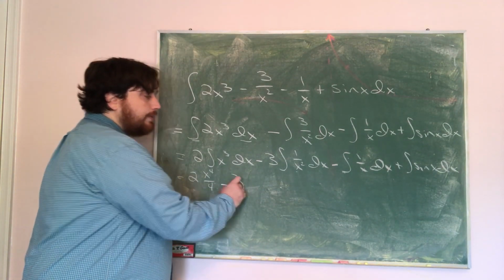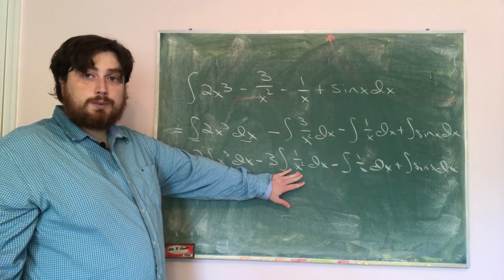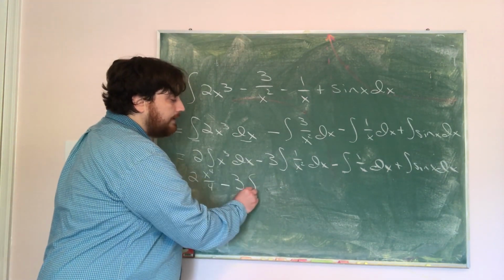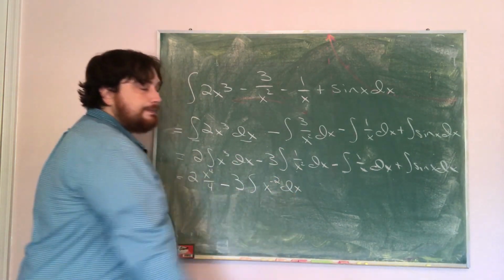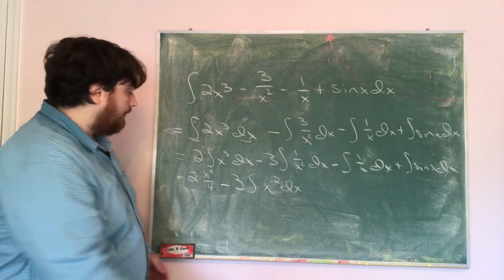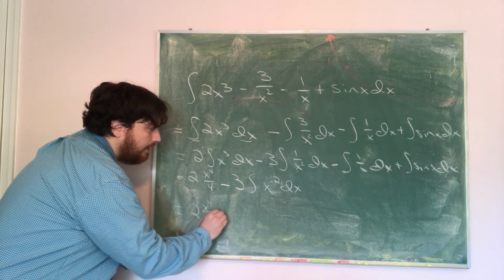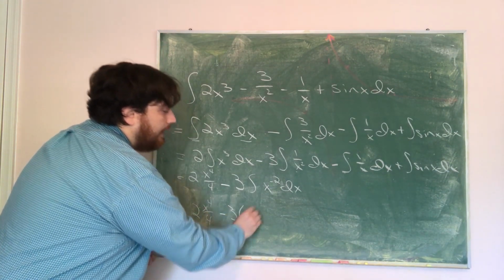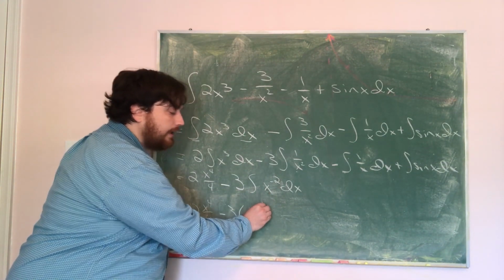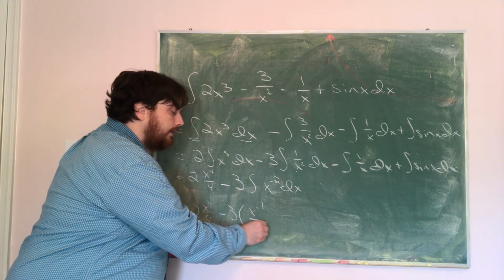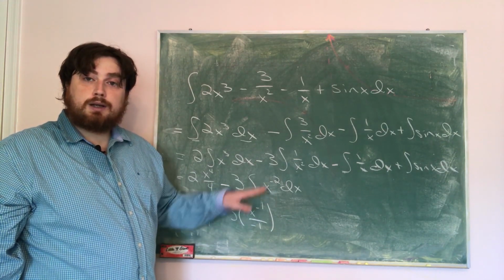Now if I continue with this problem, the next thing I want to do is use that same power rule on this one, except I have to rewrite it as a power function. So instead of 1 over x squared, I'm going to write it as x to the negative 2. Now I'm just going to bring this down: 2x to the 4th over 4 minus 3 times, and now if I add 1 to this exponent, x to the negative 2 plus 1 is negative 1, divided by the new exponent, negative 1. I get negative 3 times x to the negative 1 over negative 1.